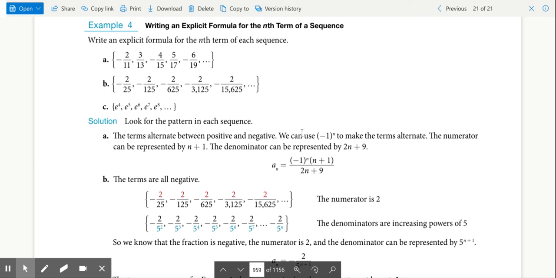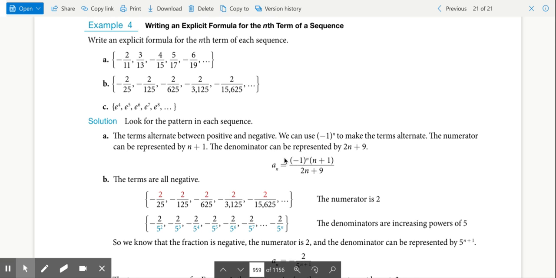So to get something to switch between negative and positive, we can just put -1 to the n in front, and then the first term will be negative, the second term will be positive, third will be negative, fourth will be positive, and so on, because the power is going to switch between even and odd. So the whole thing is going to switch between being positive and negative. So that's a trick for that.